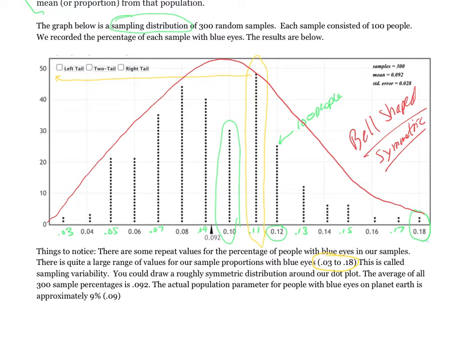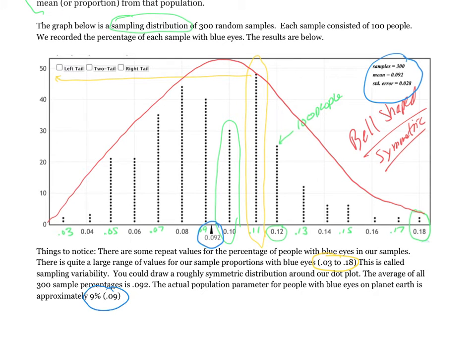One thing we'll do with sampling distributions is, once we've got our 300 samples, we will average out those 300 samples. Okay, and this program actually did it for me. The average of the 300 samples ended up to be this little arrow right here, which is just above 9%, 0.092. You can see it up here in the corner too, 0.092. The actual population of people with blue eyes on planet Earth is approximately 9%.